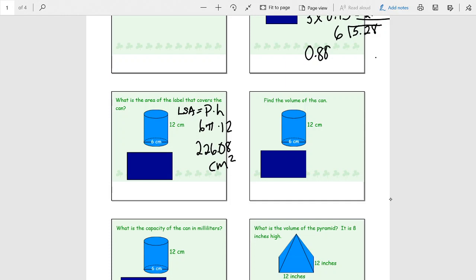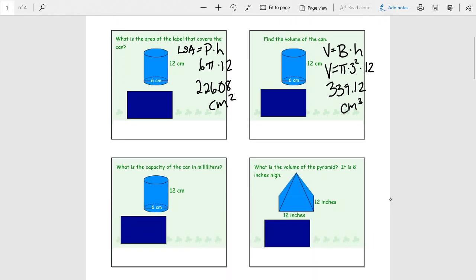Now with the same can, let's find volume, and we need to do now for volume area of the base, so big B times the height. So we find the area of the base by doing pi r squared, in this case pi times 3 squared, and then multiply by the height of 12. So we multiply together 3.14 and 9 and 12, and we get 339.12, and since we're in volume, we have centimeters cubed.